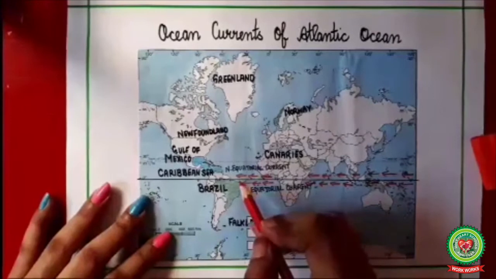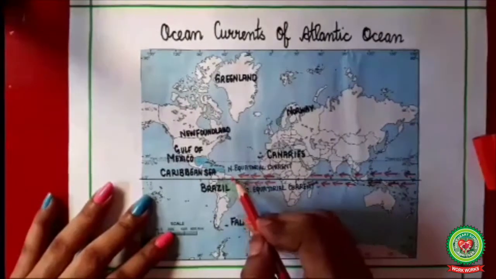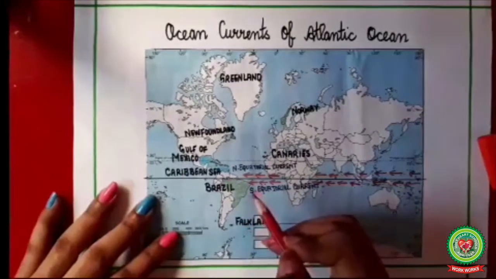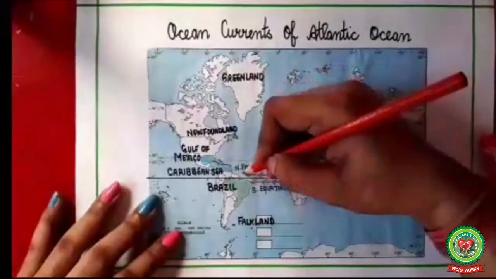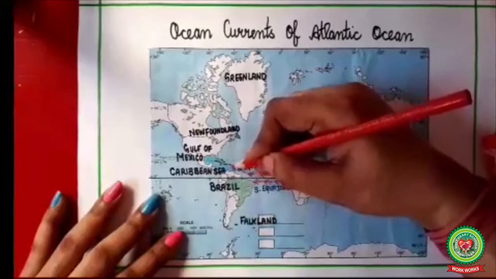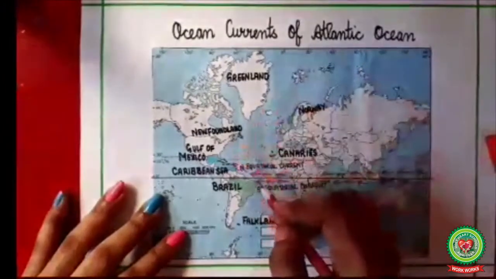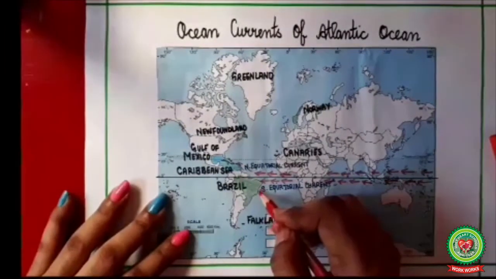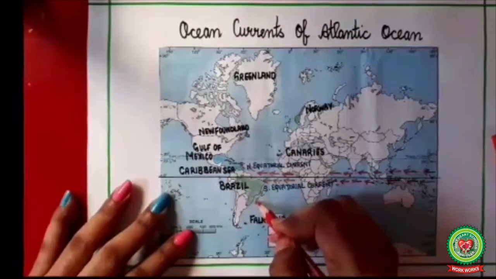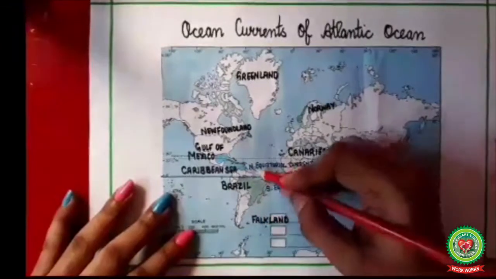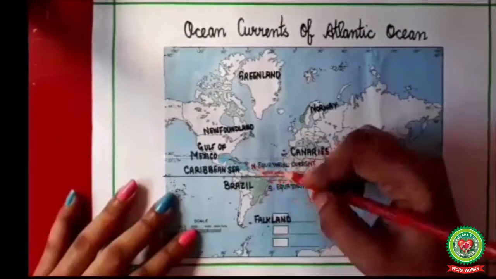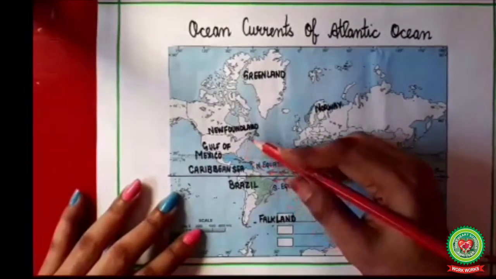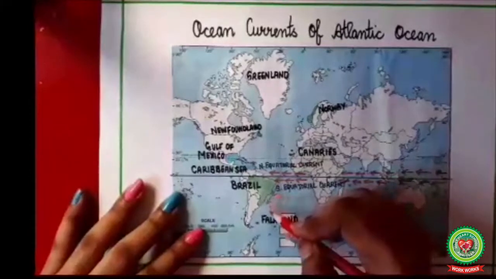When the equatorial currents strike South America, they bifurcate into two parts. One part moves towards the north like this along the coast of South America. The other moves towards the south along the coast of Brazil. This deflection is due to the rotation of the earth. So the ocean currents are deflected towards their right side in the northern hemisphere and towards their left side in the southern hemisphere.